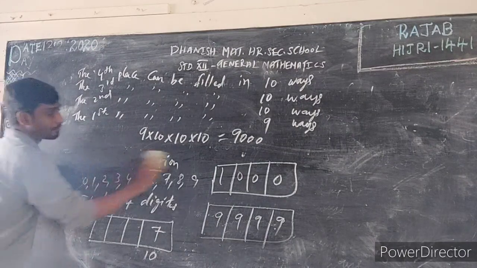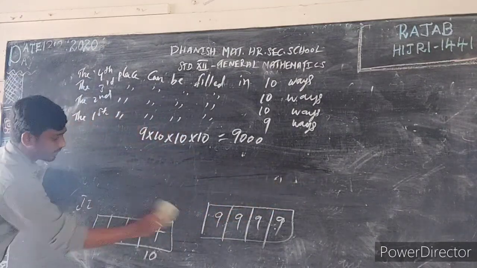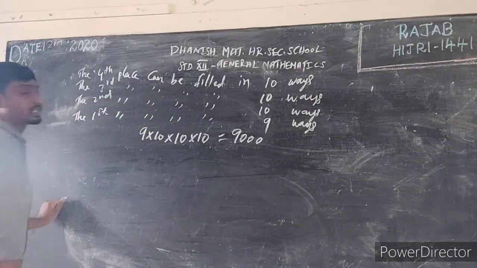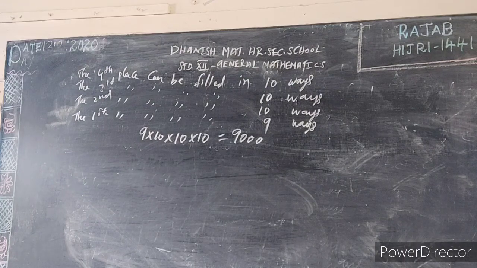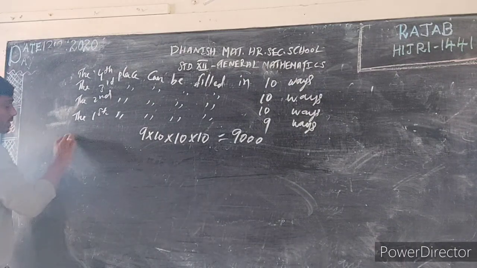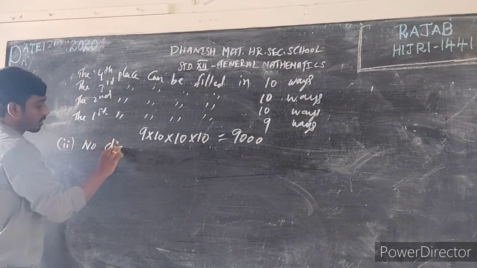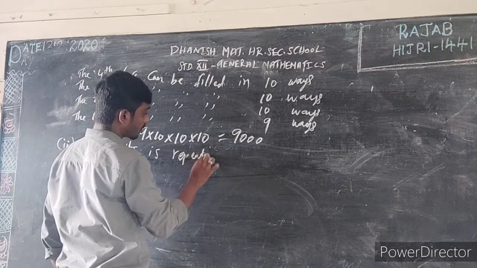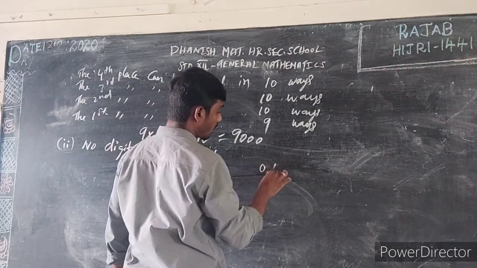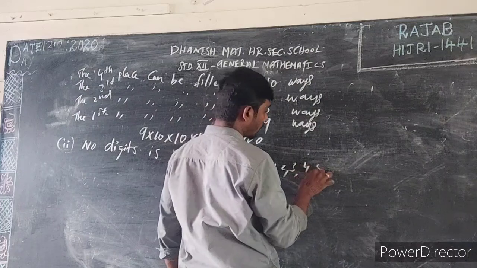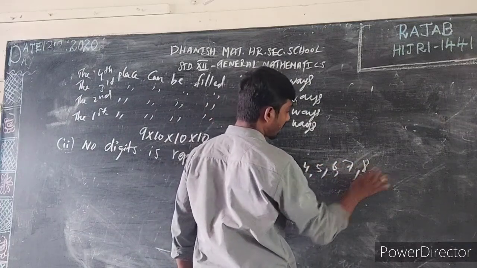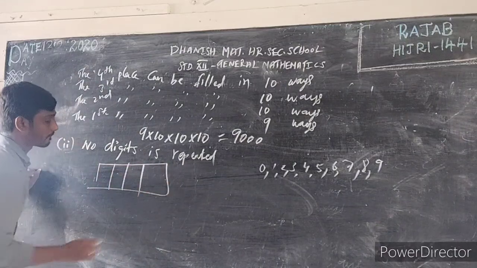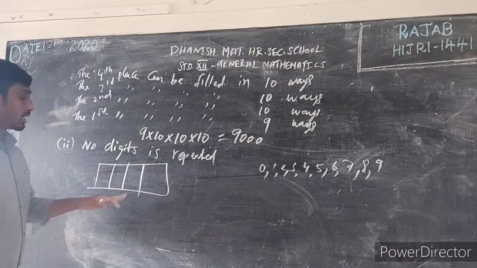So let me solve the next one: no digit is repeated. Repetition is not allowed. Now we are going to find this one, with no digits repeated. What values are given to us? 0, 1, 2, 3, 4, 5, 6, 7, 8, 9 here. Now comes the table. We are having 4 digits, and now we are going to solve like this.